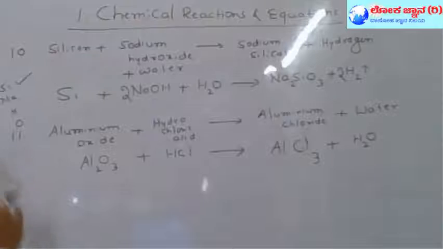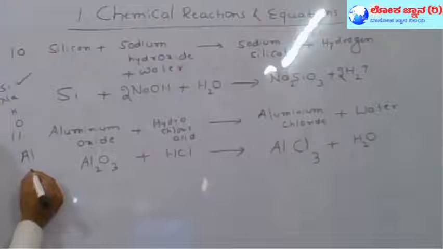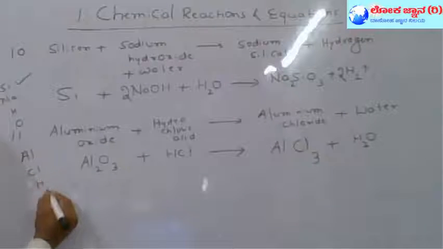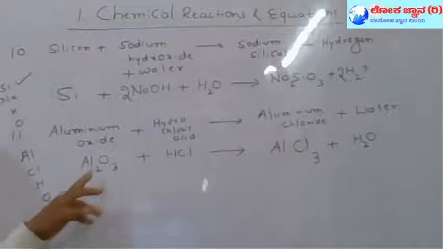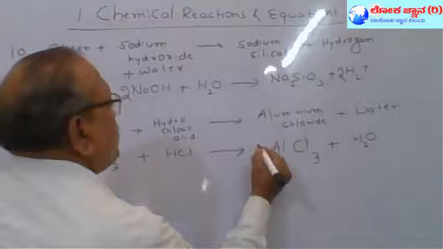Now, what are the important atoms on the right? Aluminum is to be balanced. Then chlorine is to be balanced. Then hydrogen and oxygen. One by one you start. Aluminum, how many atoms on the left? 2. How many on the right? 1. Therefore, you must make it as 2.